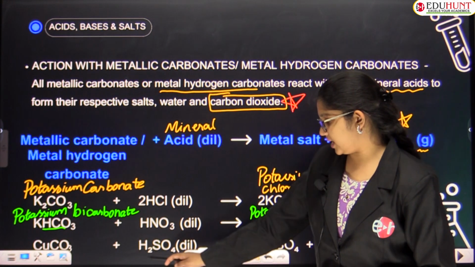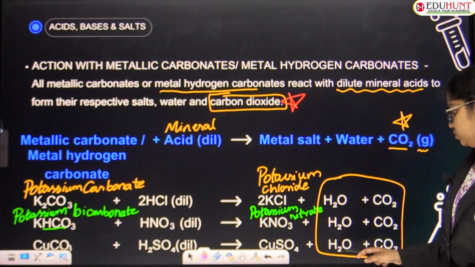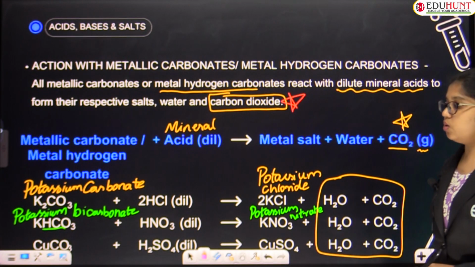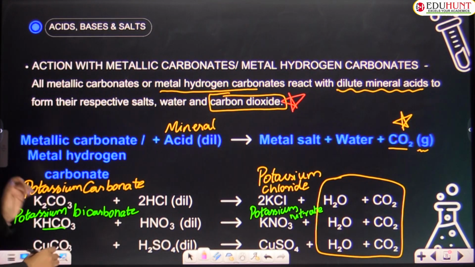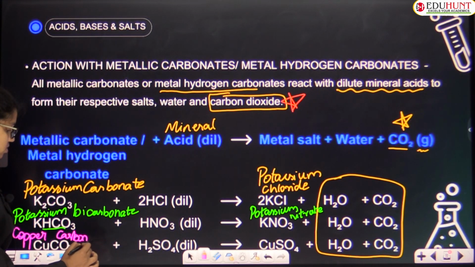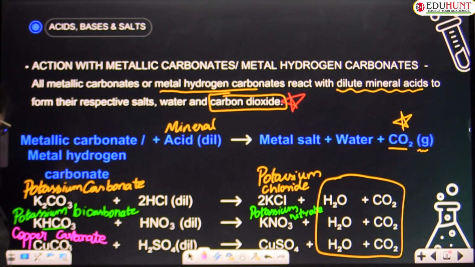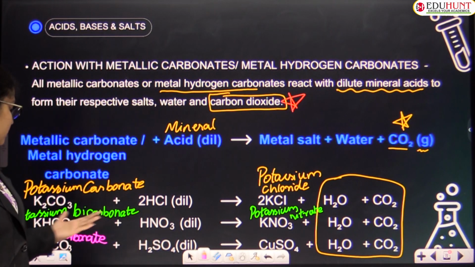Fine. Now, the last example for you. CuCO3 plus H2SO4 dilute giving rise to CuSO4 plus H2O plus CO2. Okay. What is CuCO3? CuCO3 is named copper carbonate. Copper carbonate. Okay, children. Now, here we can write 2 also. We'll read it as copper carbonate. That's it.